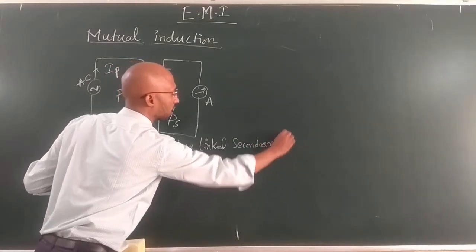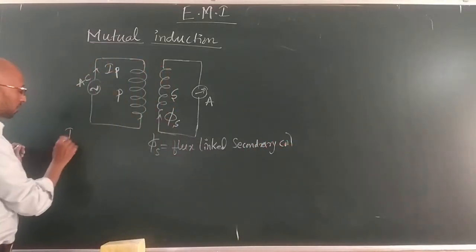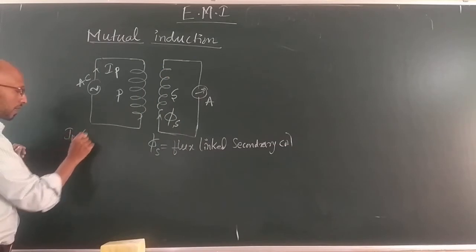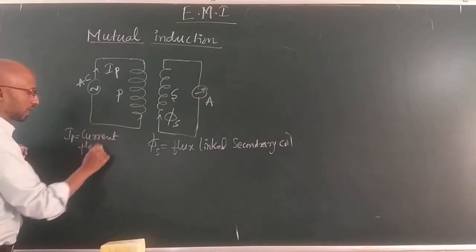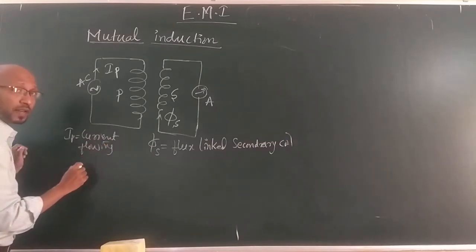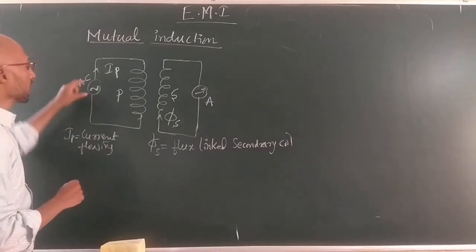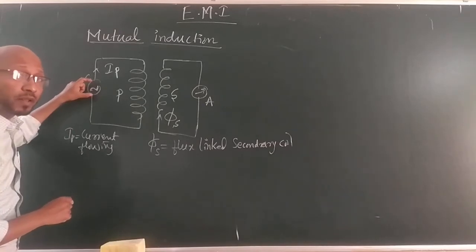Secondary coil. Here IP is the current flowing in a primary coil. Now what am I doing? I am using a variable current.